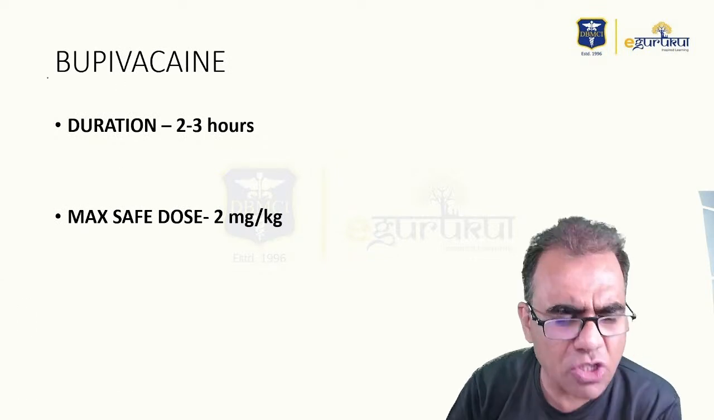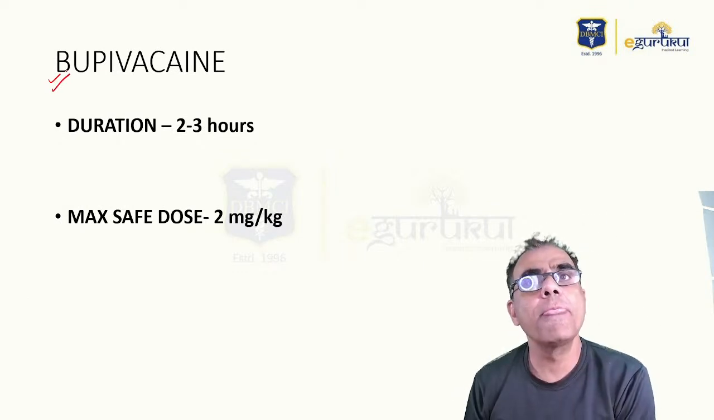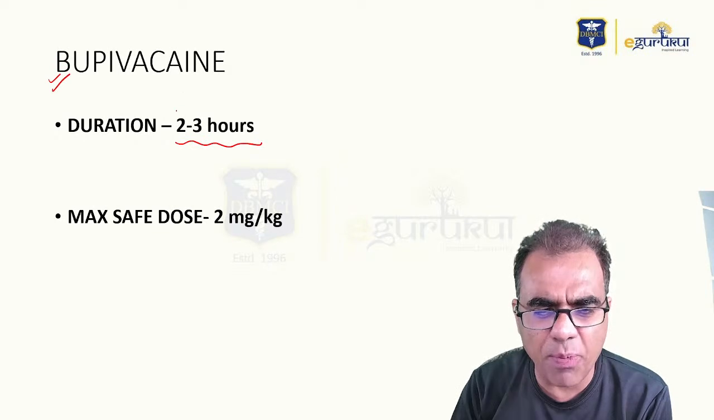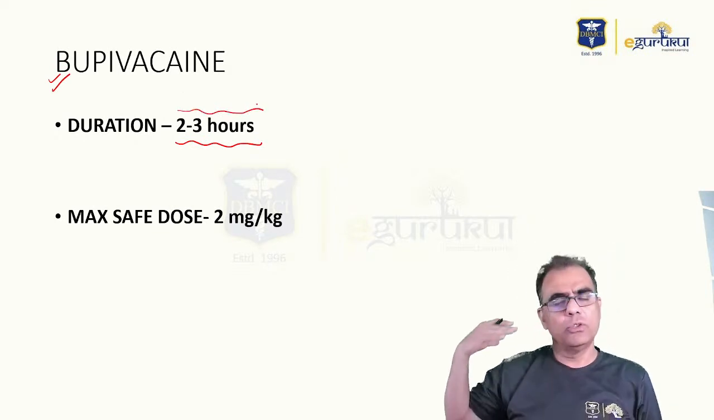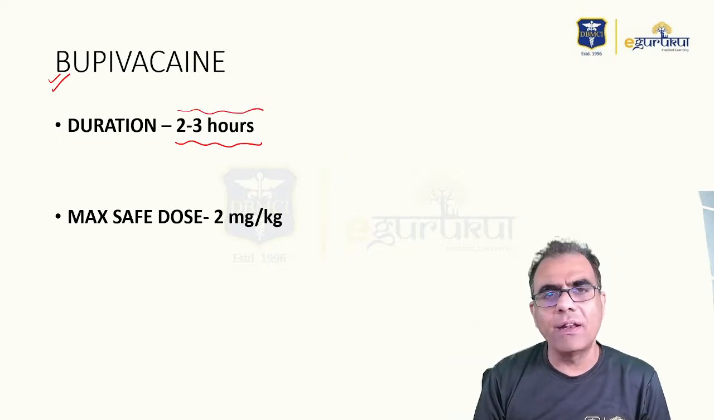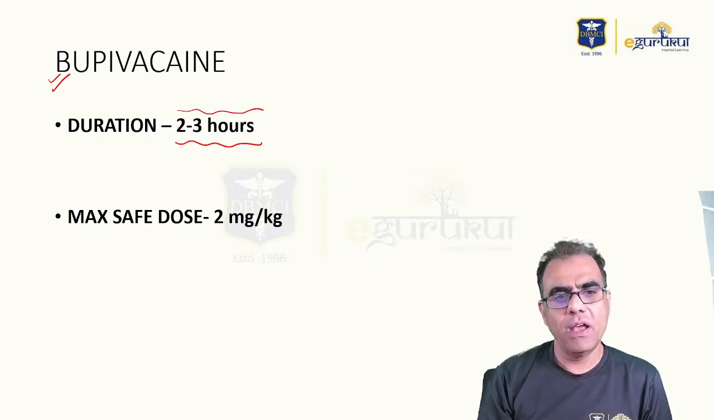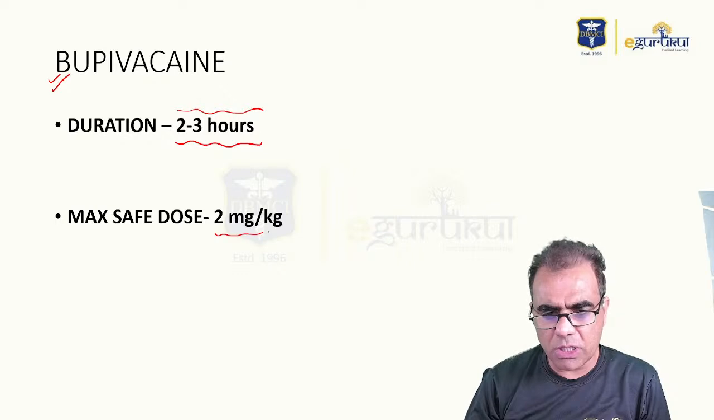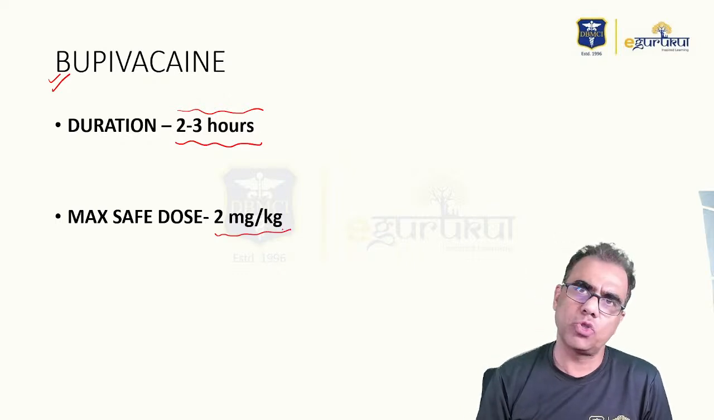Second local anesthetic which is commonly used is bupivacaine. Duration of bupivacaine is 2 to 3 hours. And when we say bupivacaine, actually bupivacaine is not available with adrenaline, so it means plain bupivacaine. Bupivacaine 2 to 3 hours and maximum safe dose is 2 milligram per kg.